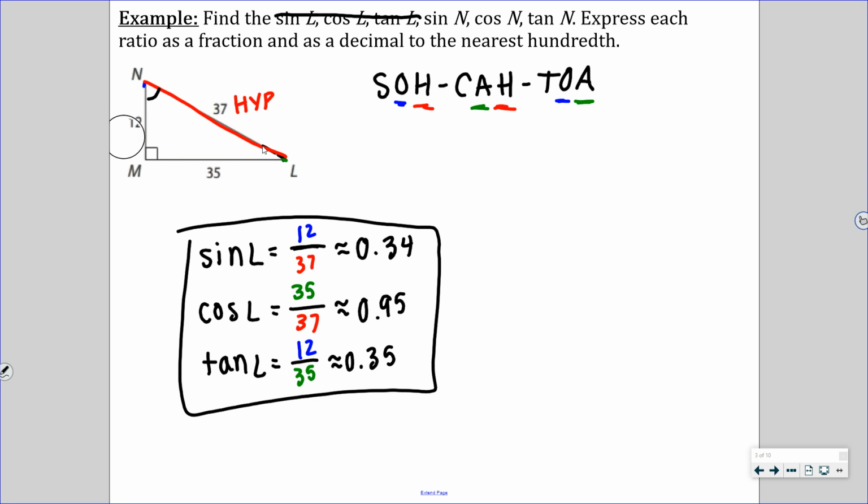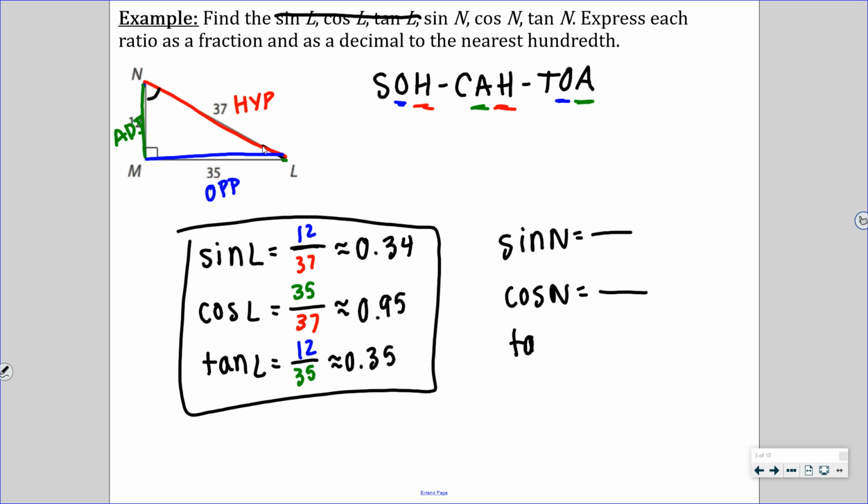So this is going to switch up. You can either cross off what you just wrote or erase it. This is now my opposite side. It's not touching the angle. And now 12 is my adjacent side when I'm looking at the acute angle N. That doesn't change how sine, cosine, and tangent are defined. They're still defined as those same ratios. But now you'll notice that I'm going to get some different ratios if I'm looking at angle N.